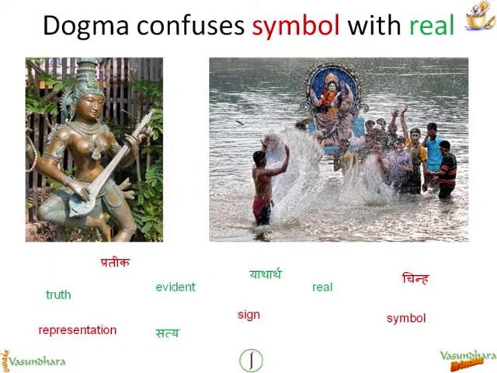How else does dogma confuse symbol with real? You see, when you look at Saraswati as a representation of knowledge, then she is a representation of knowledge. She is the pratik, a chinh, a symbol, a sign. On the other hand, when you start investing her with a concreteness, with a reality, with a personality, when you say that the symbol is real, that's when the problem comes in, because that's when you pray to Saraswati.